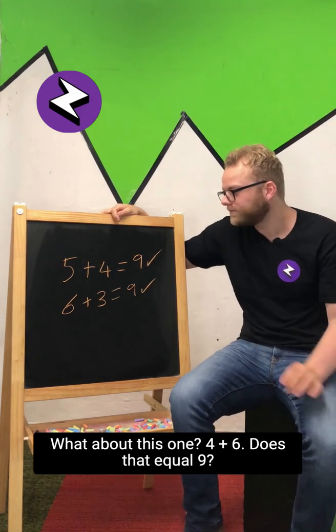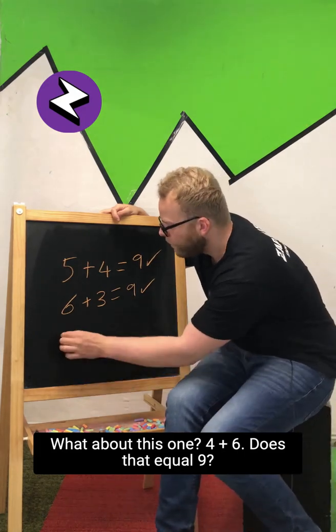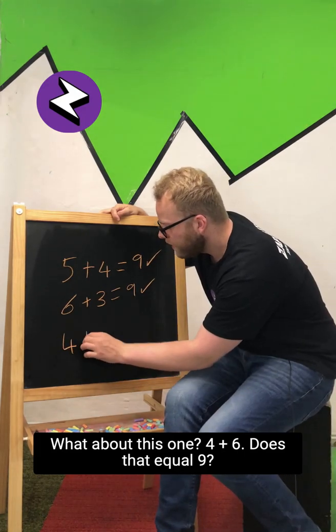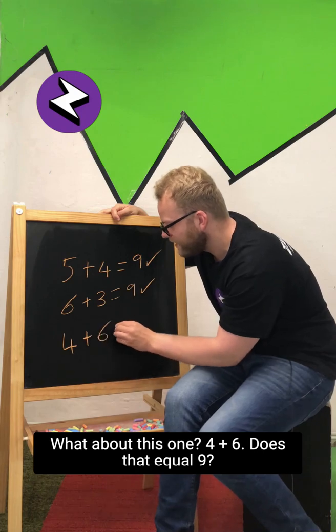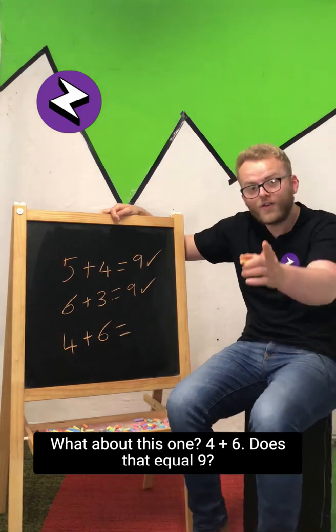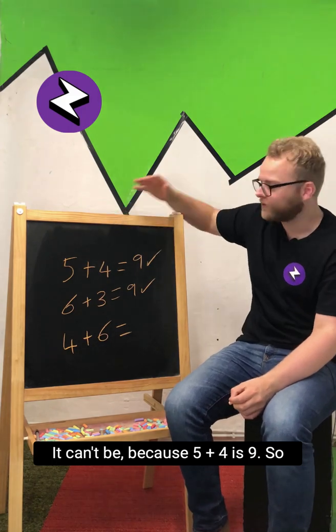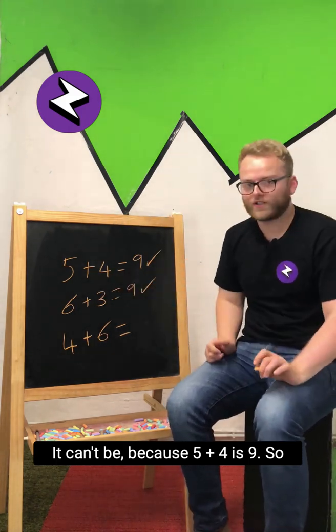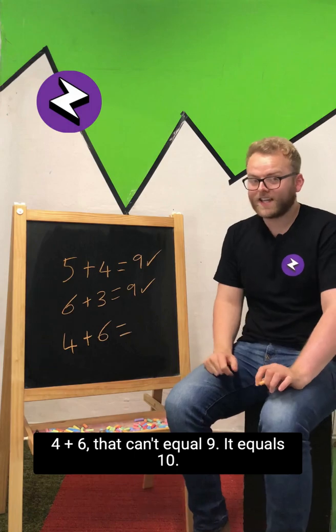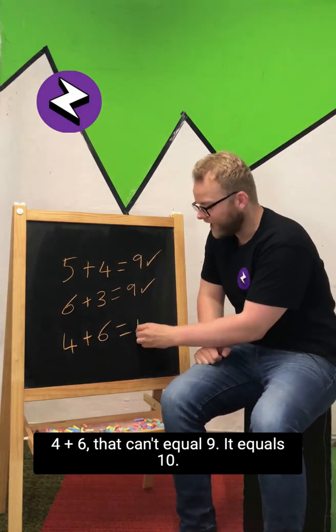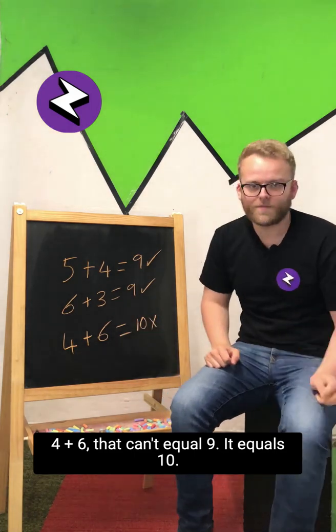What about this one? What about 4 plus 6? Does that equal it? No. Well done, because I tried tricking you. I was going to swap this number around, but you know that 5 plus 4 is 9. So 4 plus 6 can't equal 9. That equals 10, so that can't be it. Well done.